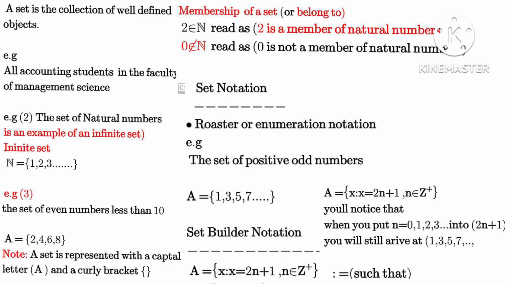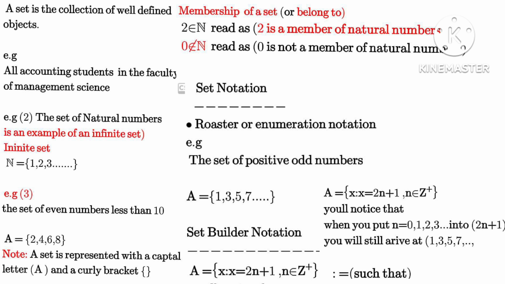Now, let's say all the students of Lagos State University, we are a set of Lagos State University. The set of Unilag students, the set of other schools, the set of primary school students. So these are sets. It is a collection of well-defined objects. Another example is all accounting students in the Faculty of Management Science. This is also a set. We have a math set. So that's the simple definition of a set.